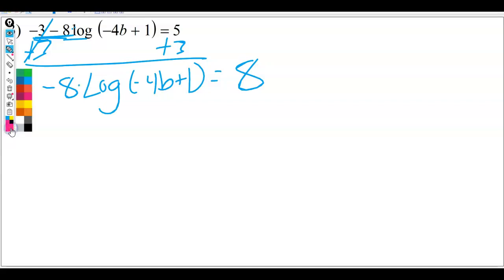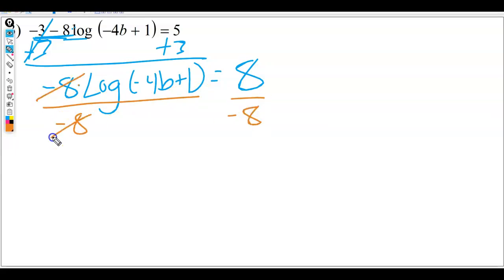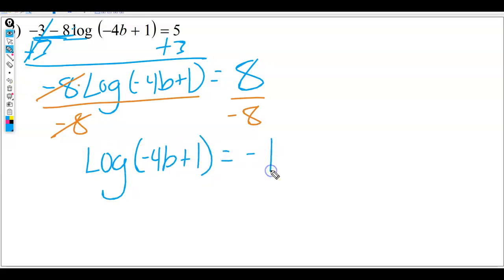So here's a common mistake students would make at this point is they would add the 8. But here's the problem. That's not how you cancel a -8 when it's being multiplied with something. What we're going to do is we're going to divide both sides by a -8. Okay? So the number that's right next to the log is going to be divided. That will leave me with log of -4b plus 1 equals -1.